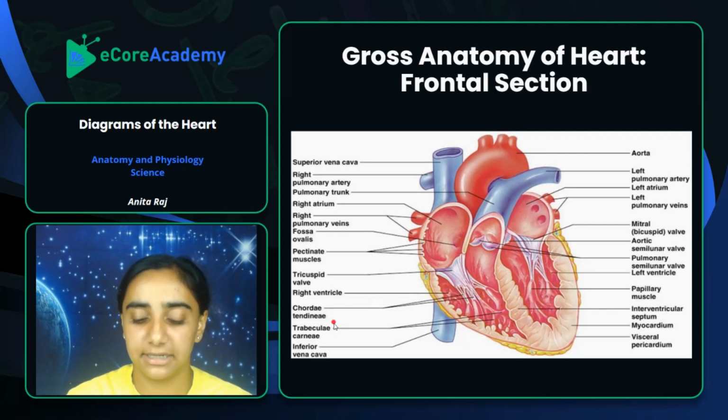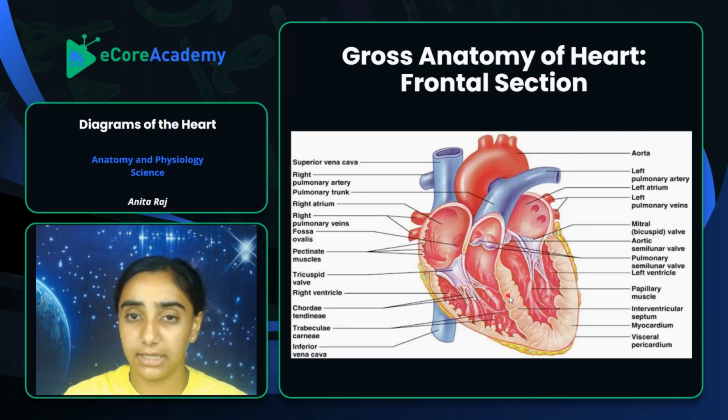Then you have the Chordae Tendineae, and these are located right here. They're like these elastic-looking things right here. They're almost like tendons, like cordy tendons. Think of it that way. Cords are very thin and tendons are stretchy structures. So these are your Chordae Tendineae.